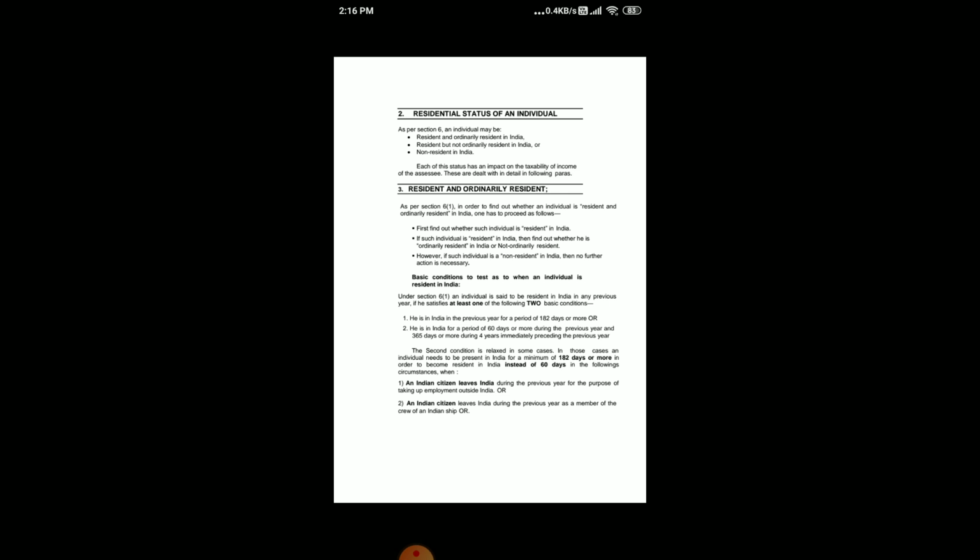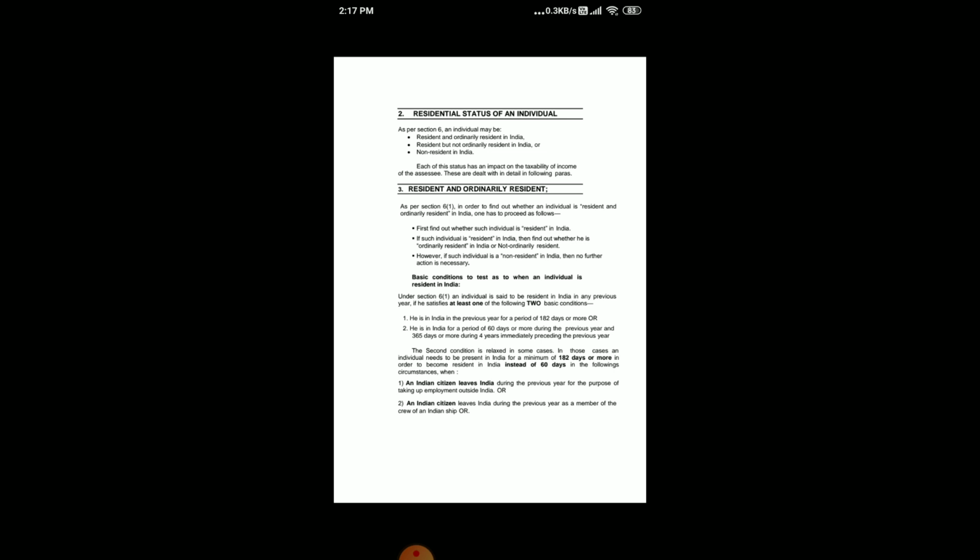In order to find out whether an individual is resident and ordinarily resident in India, one has to proceed as follows. First, find out whether such individual is a resident in India or not. This is the first job we have to do.